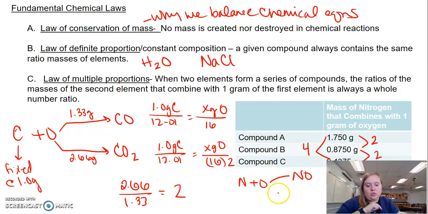This would be the same if you were looking at nitrogen and oxygen, so you could be forming nitrogen monoxide, or nitrogen dioxide. It doesn't matter, it's the same. As long as you keep one of your elements fixed at 1 gram, the ratio of the other element is always going to be some small whole number. So that is the law of multiple proportions.